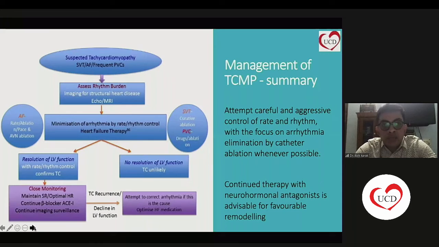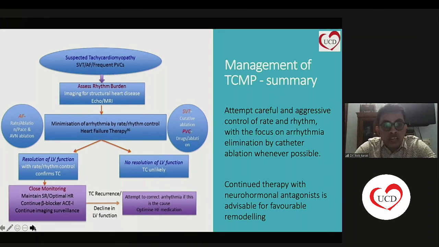So if we look into the management summary, in any patient with suspected tachycardiomyopathy, we need to assess the rhythm burden. We need to image for structural heart disease either by echo or MRI. We need to minimize the arrhythmia by rate or rhythm control strategy. Appropriate guideline-directed heart failure therapy should be instituted. If those are not possible in AF, pace and ablate procedure can be an option. In supraventricular tachycardia, curative ablation, and for PVCs, PVC ablation can be an option.